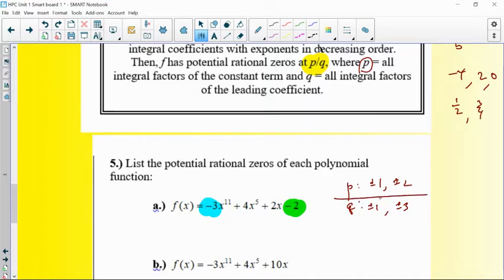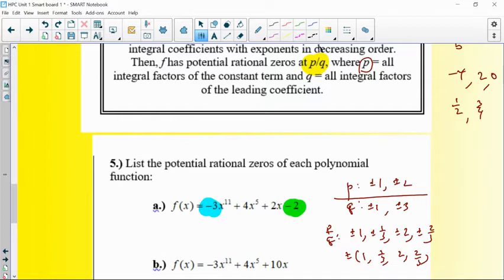And then what I have to do is think about all possible ratios of P over Q. So it could be 1 over 1, 1 over -1, 1 over 3, 1 over -3, 2 over 1, 2 over -1, 2 over 3, 2 over -3. So my P over Q values would be, and I always like to say plus or minus, ±1, ±1/3, ±2, ±2/3. And I think in Algebra 2, one of the teachers even does plus or minus factored out, like a 1, 1/3, 2, 2/3. That's fine, right? So those would be the potential rational roots.